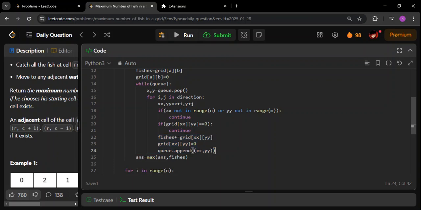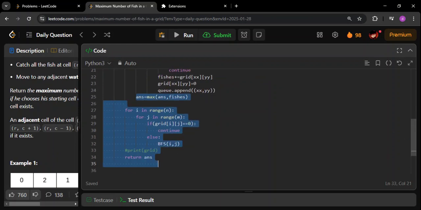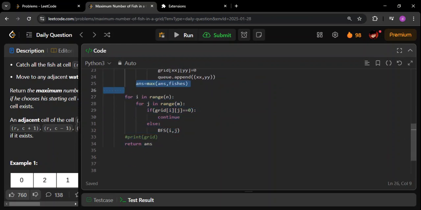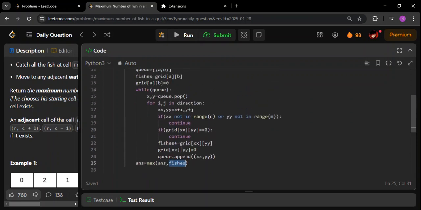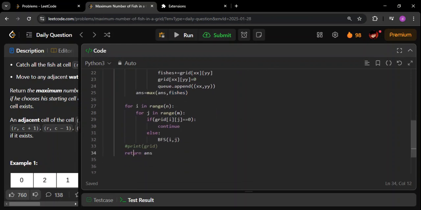Once I have done that, this loop will keep continuing till the queue is empty. That is, if a node is still unexplored, then we will continue this BFS function. After we come out of this loop, what will happen? The number of fishes that we have collected because of this BFS will be held here. At last, we check whether the current answer that we have collected is more, or the previous answer that we might have collected is more. So I'm just doing answer equals max of the previous answer comma the fishes. Whichever is the maximum value will be updated in the answer now. So at last, we get the answer.